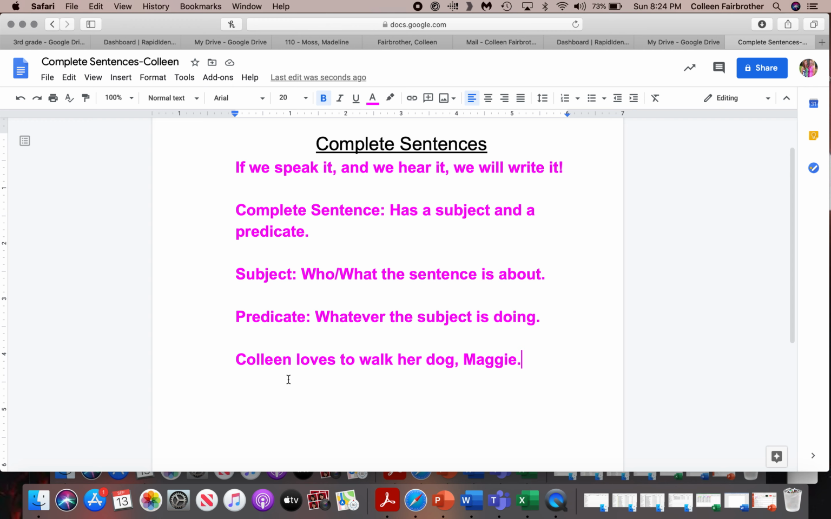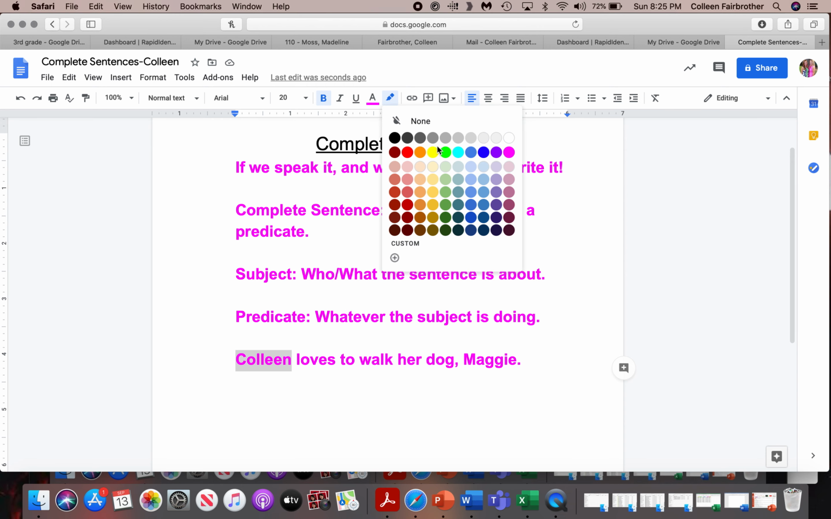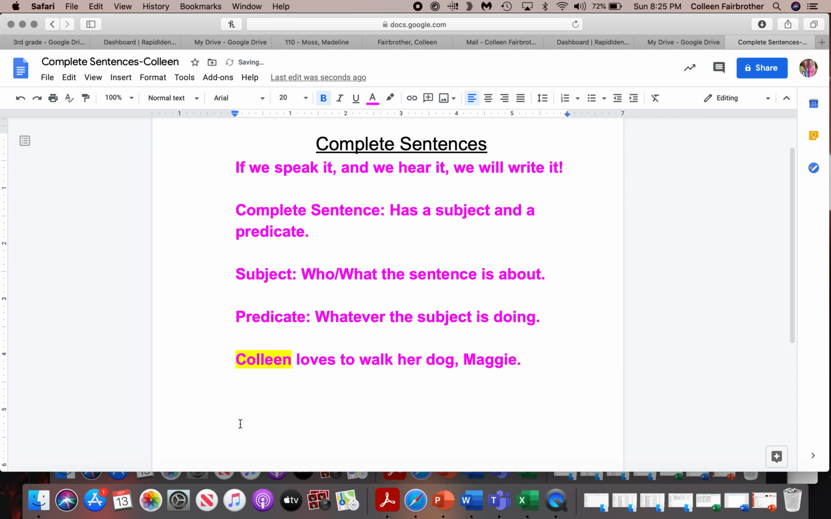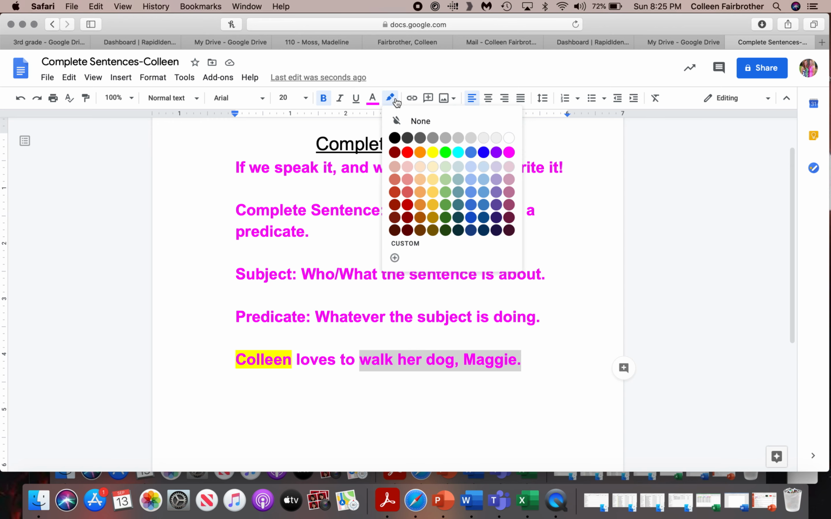Now the subject is who this whole sentence is about. Who is it about? Who do you think? Is it about Colleen or is it about Maggie? Who's the sentence all about? What would the subject be? You are correct. It is Colleen. The subject is all about Colleen because Colleen is doing the action. That the sentence is all about Colleen. Now the action, what am I doing? I am walking my dog Maggie, or in this sentence, walking her dog Maggie.